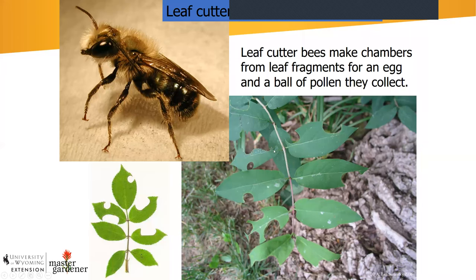Leafcutter bees, I generally give them a pass because they're highly effective pollinators. They are not eating the leaves per se. They are using the leaves to make little chambers. And then they provision that chamber with a ball of pollen and nectar. And then they lay an egg on it, and then the egg hatches. They'll do that in a cavity. Sometimes I've seen them in shake roof houses, but most of the time they like holes and stuff.